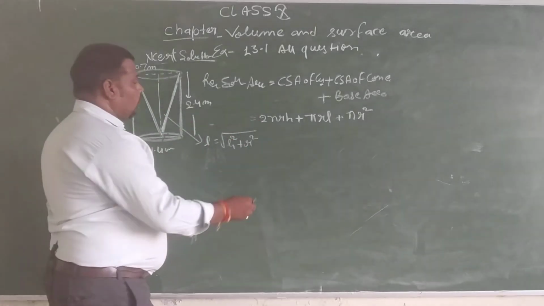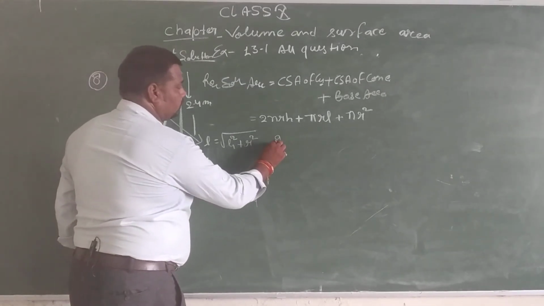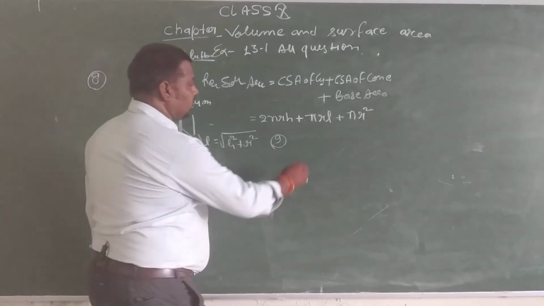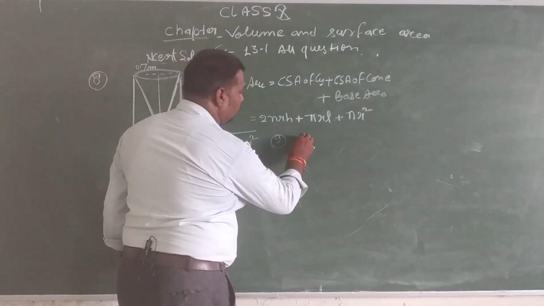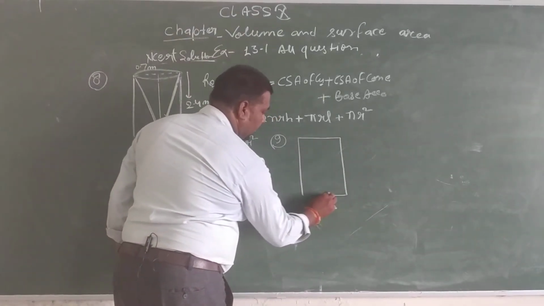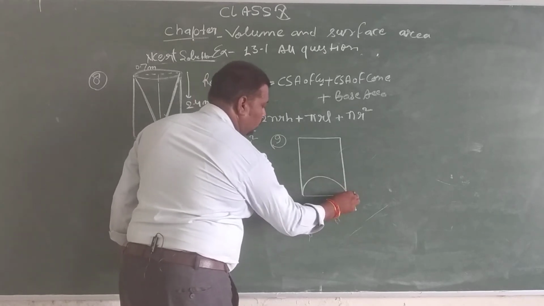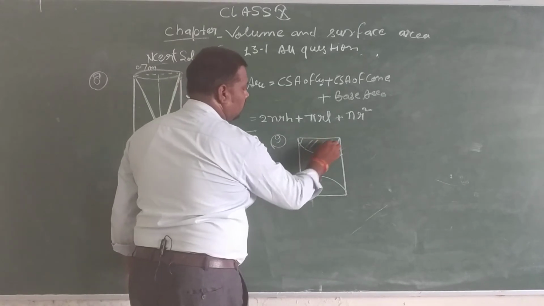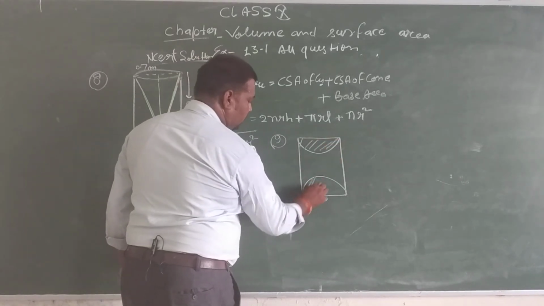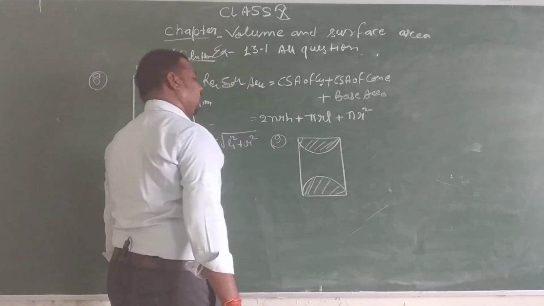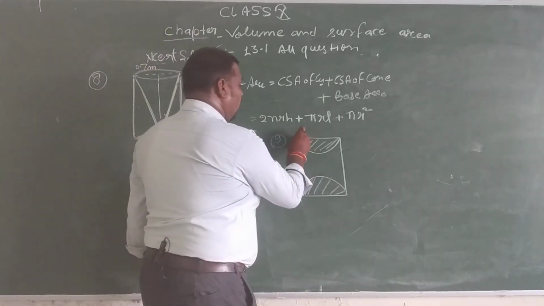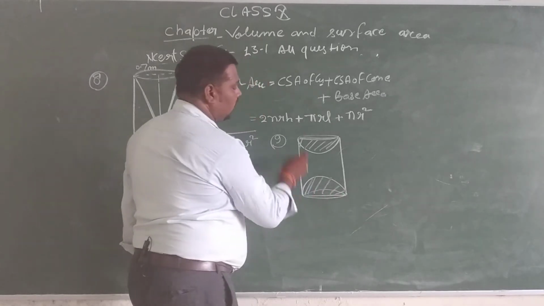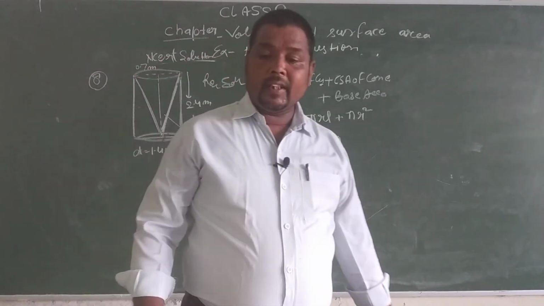Okay. Now on question number 9. Students, in question number 9, the figure is also given in your book. There is a cylinder from which two hemispherical depressions are cut off. Note that it is a solid cylinder whose two hemispherical depressions are cut off.